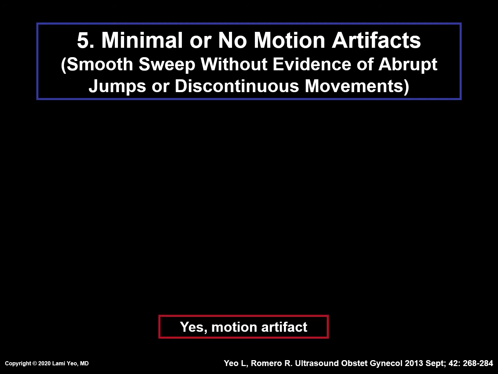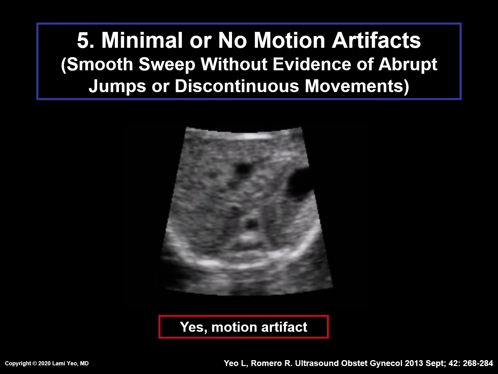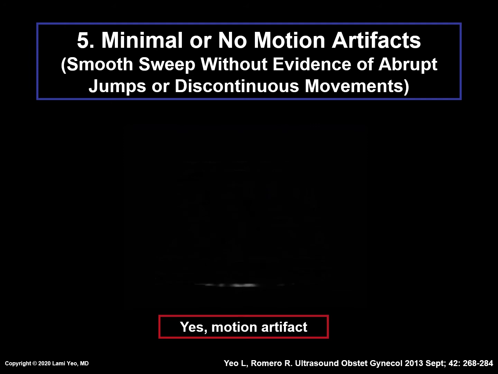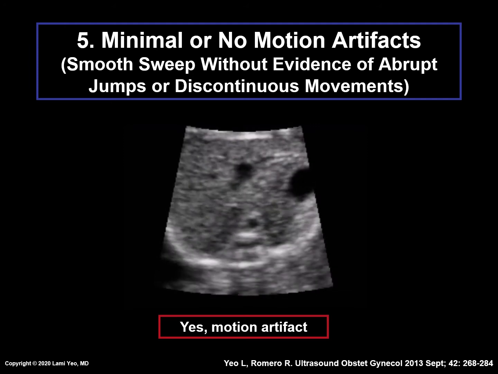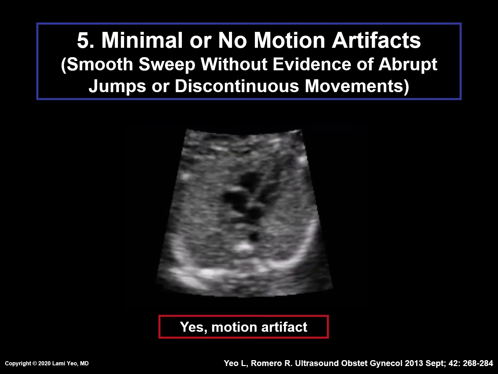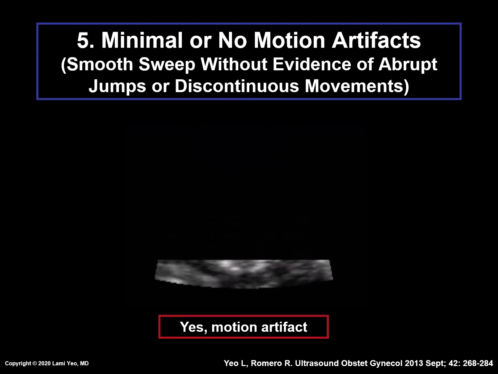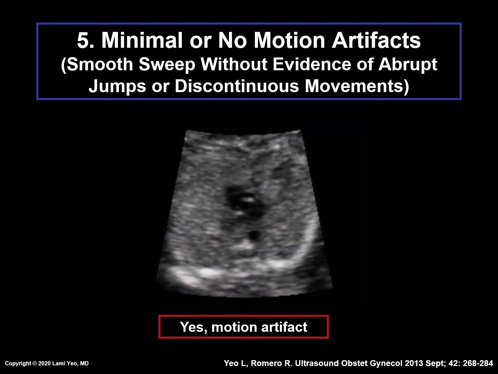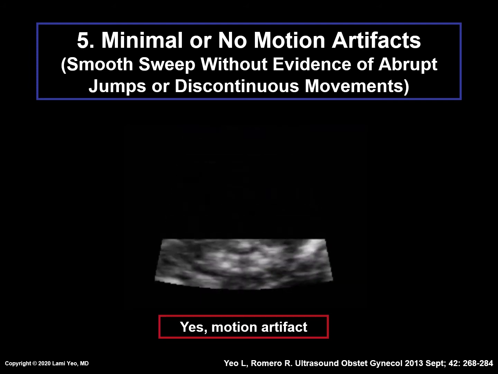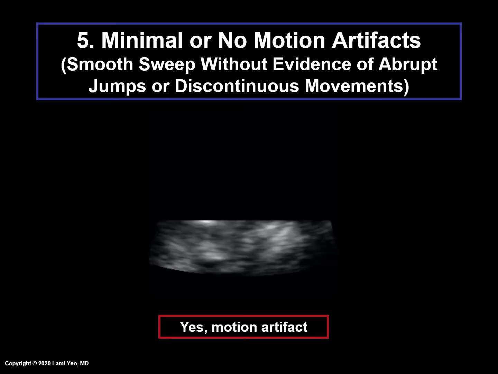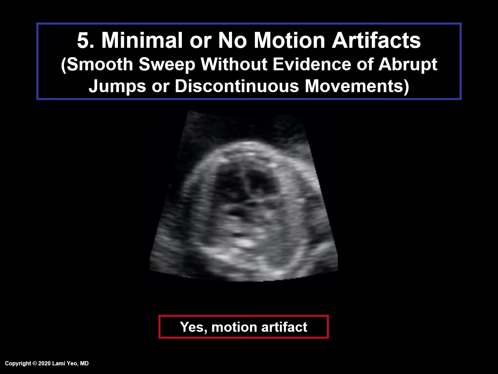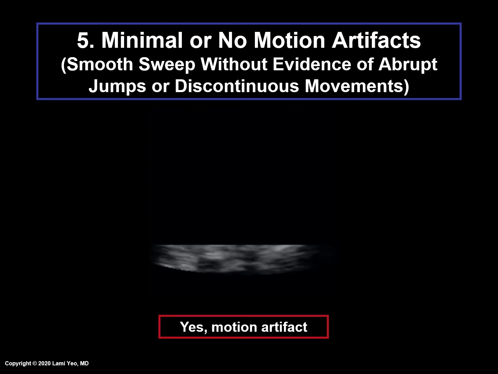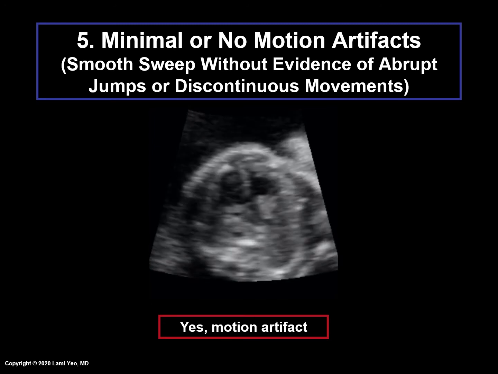However, this STIC loop of a breech fetus shows undulating or wavy movements during the sweep of the abdominal area. But since this is occurring away from the cardiac structures, this STIC volume may still be acceptable to analyze using FINE. This STIC loop also shows undulating motion artifact in the area of the abdomen, but it is more pronounced or obvious than in the previous fetus.